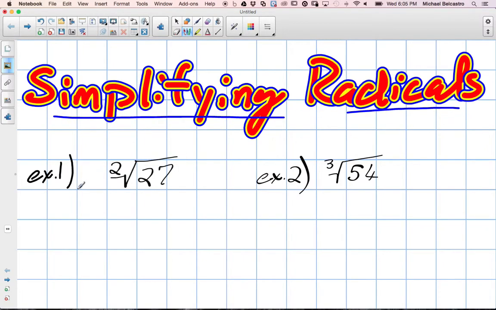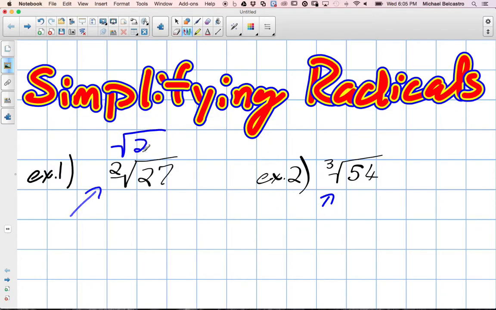Simplifying radicals. We'll start with a square root, and we'll build on the same concept with a cube root question. A square root, a lot of times, would just be written like this, and it's assumed that the number 2 is here. Okay, so just keep that in mind. I drew it in so that we could see the relationship. And we have to find the square root of 27.